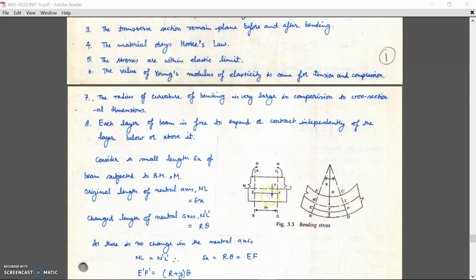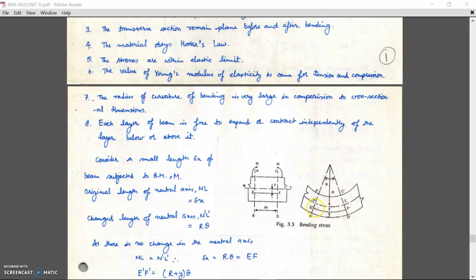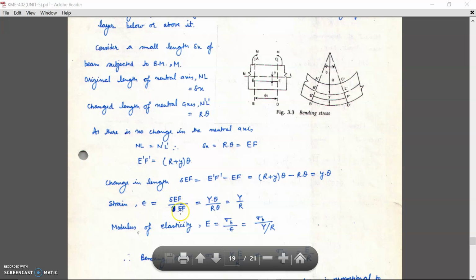And what will be the strain for this EF length? The strain for this EF length is change in length divided by original length. So the change in length is E dash F dash minus EF, upon the original length. The original length was EF only. So this is the strain, right?